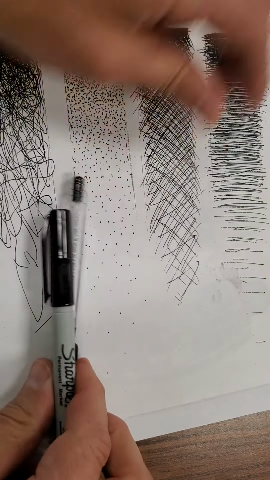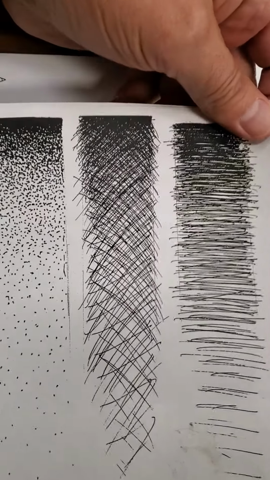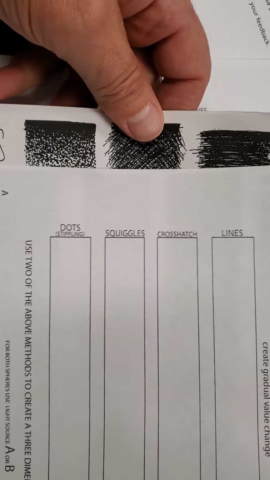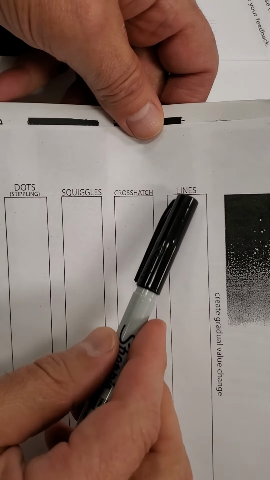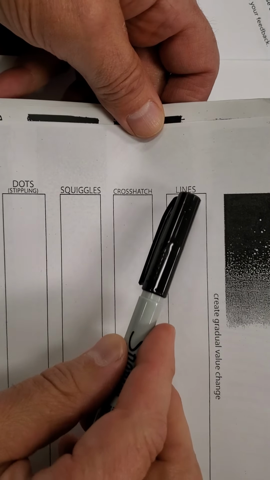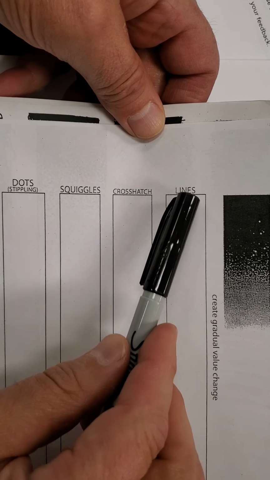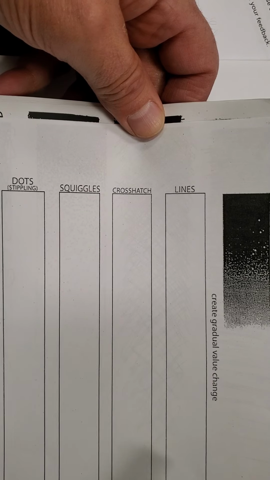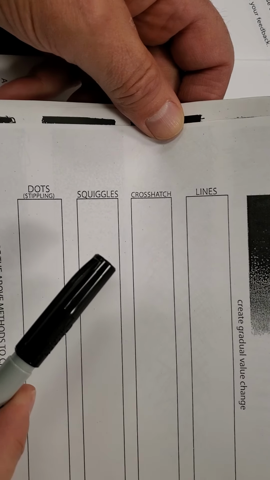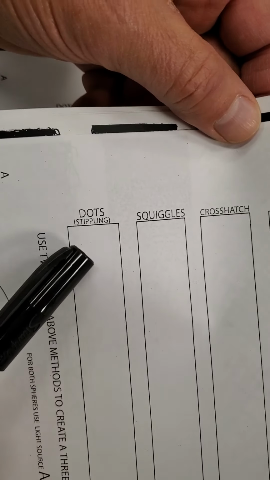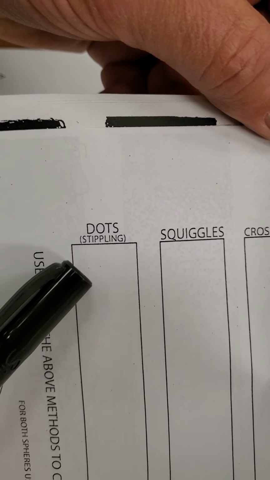So this is what you're going to do. You're going to show that you can produce halftones. You're going to have a strip here on this worksheet that uses lines that fades from black to medium gray to light gray to white. It fades and it fades. That's the key. It doesn't just suddenly stop. So we're going to use what's called lines, crosshatch, squiggles, and dots. Another word for dots is stippling, okay?